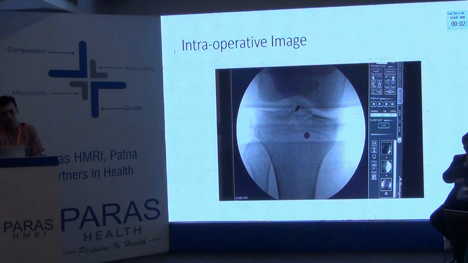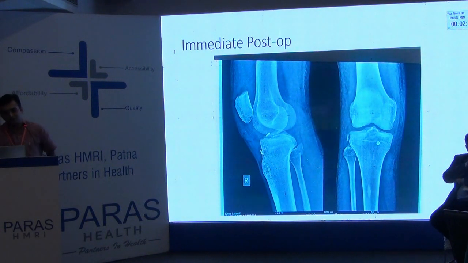So that was the intra-op image of the patient. And this is the post-op X-ray showing the small button in the knee joint. The button size is very small, it's hardly 2.6 mm wide and almost 8 mm long. And this is a round button at the proximal end of the tibia, which is around 5 mm wide.